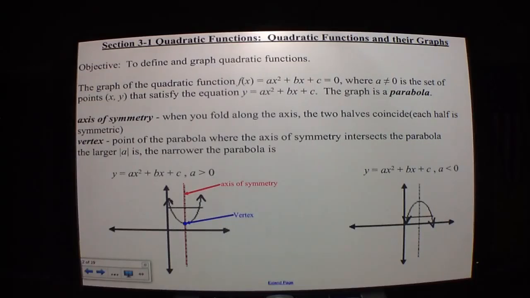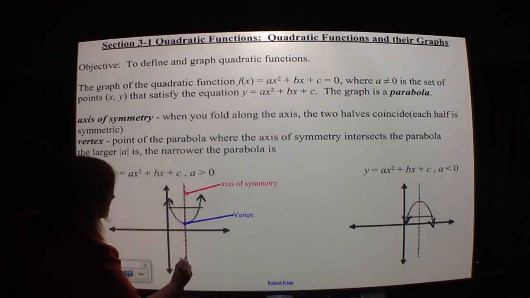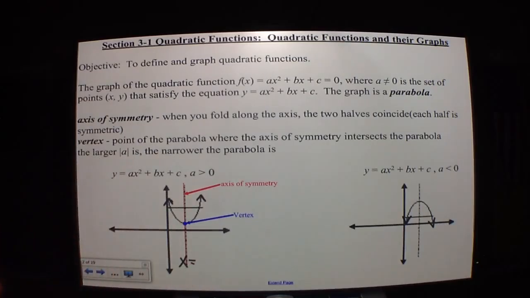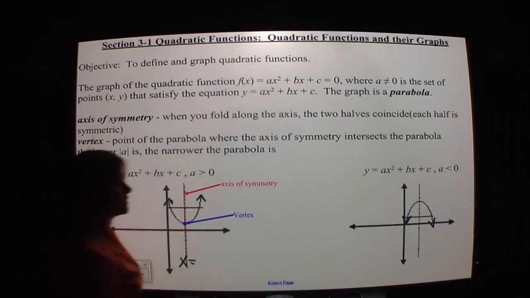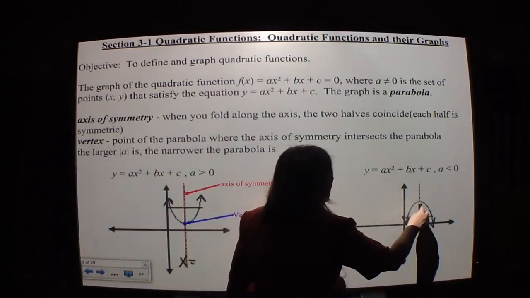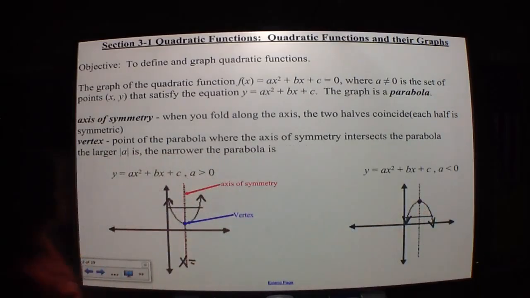The axis of symmetry is if I folded along the axis, the two halves would coincide, or they would be symmetric. The equation for the axis of symmetry will be x equals some number, and I'll give you that equation in a minute. The vertex is a point on the parabola where the axis of symmetry intersects the parabola. So here's my axis of symmetry, it intersects the parabola. That's my vertex.